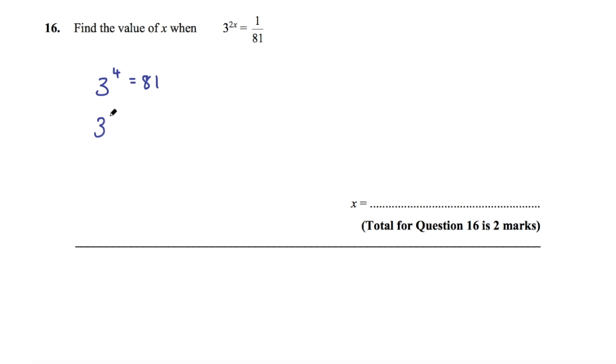So 3 to the minus 1, that's 1 over 3. Remember your rules about negative exponents. So 3 to the power of minus 4, that's 1 over 81. And so to make 2x equal minus 4, x must equal minus 2.